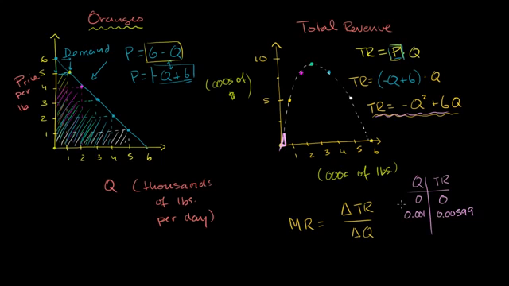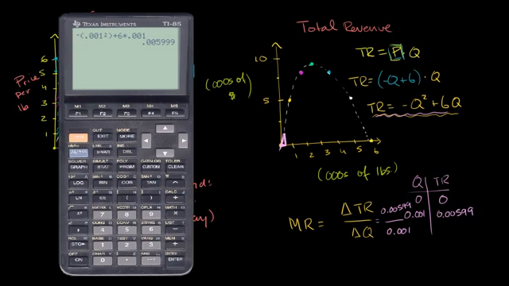Our change in quantity is 0.001. So our delta Q, this right over here, is 0.001. That's our change in quantity. And our change in revenue is 0.005999. And so we just have to divide that top one, our change in total revenue, by our change in quantity, 0.001. And we get 5.99999. And if you try it with even smaller numbers, if you tried this with 0.0000001, you'll get 5 point, and you'll get even more nines going on.